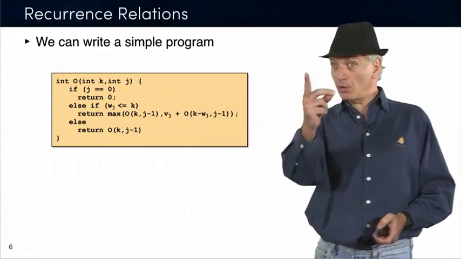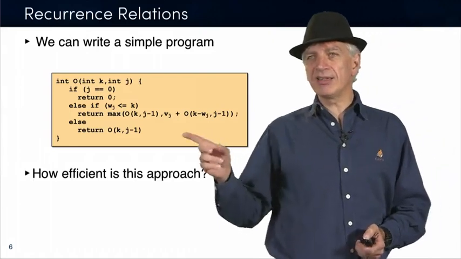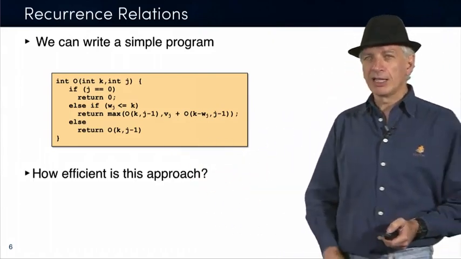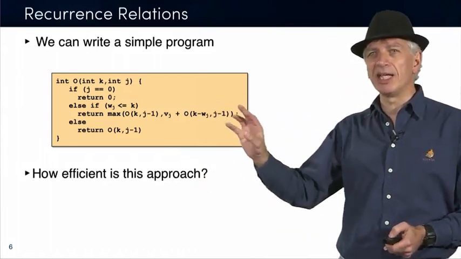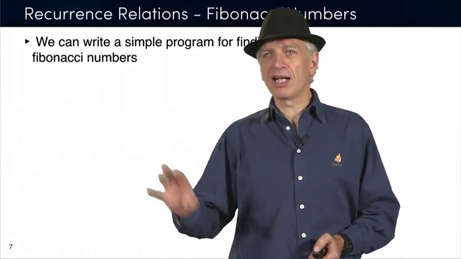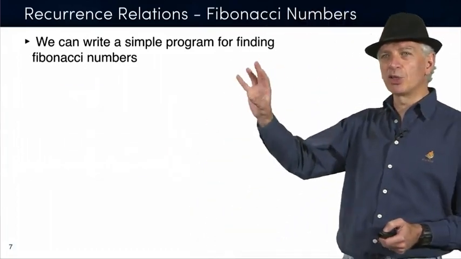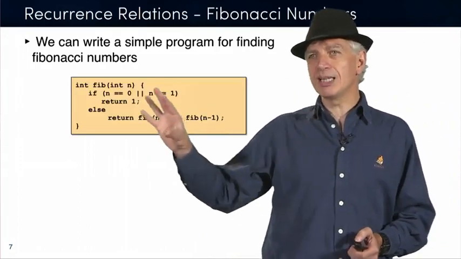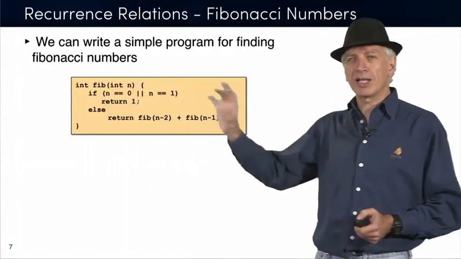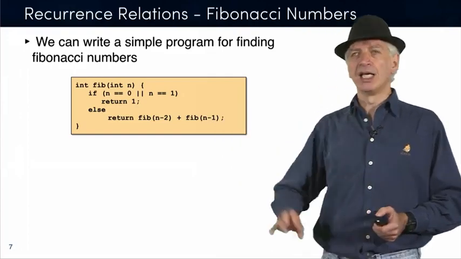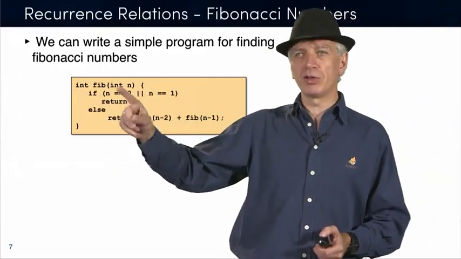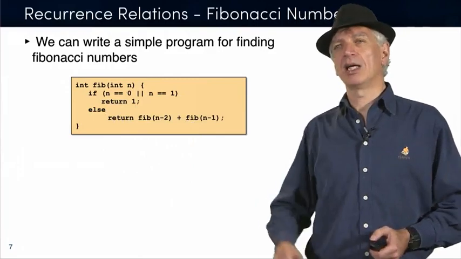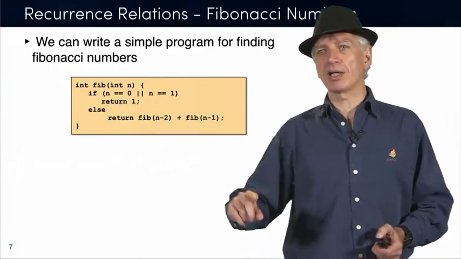Now, one question that I have for you is, is this actually efficient? Can you tell me how efficient this algorithm is? Let me use an analogy here. What I'm going to show you is a program for computing Fibonacci numbers. It's basically the same structure, a little bit simpler than what I've shown you for the knapsack problem. If we want to compute the Fibonacci number of n, if n is equal to 0 or 1, the value is 1.